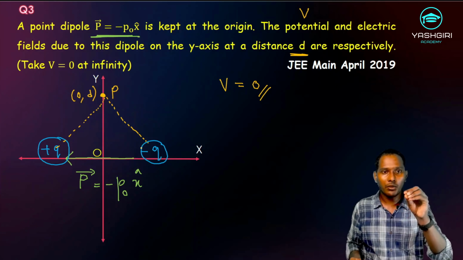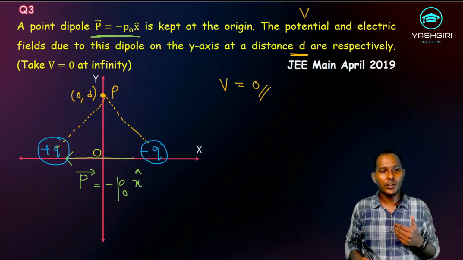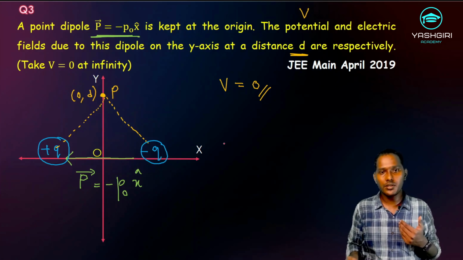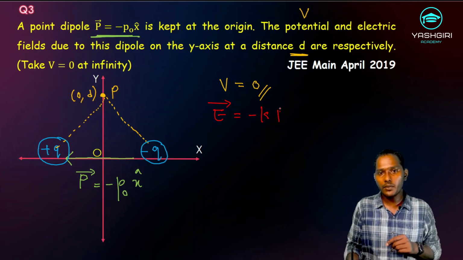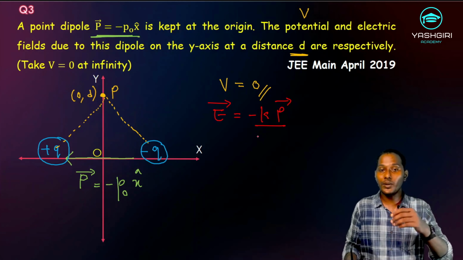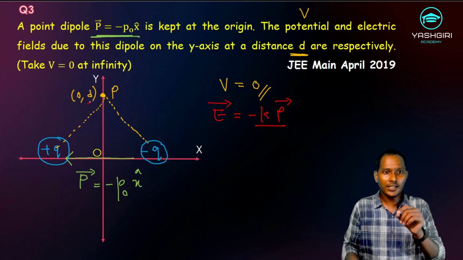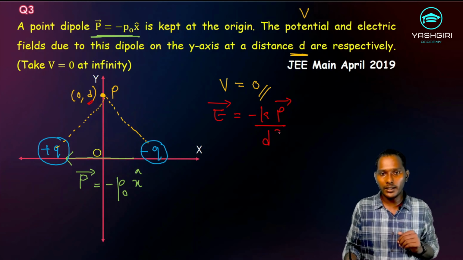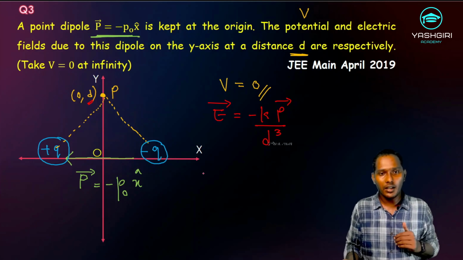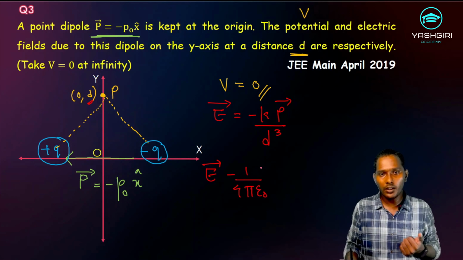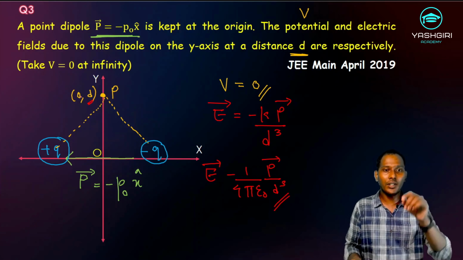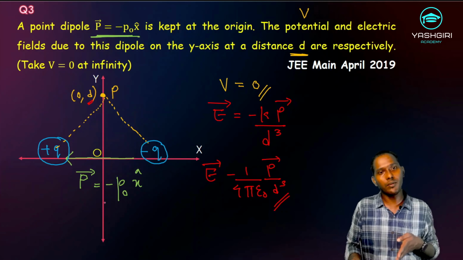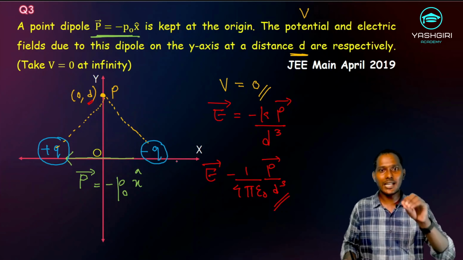Well, now students, what about the electric field? When you talk about the electric field on the equatorial line, it will be minus k vector p over r cube. Here I have chosen d to be the distance, so it will become d cube. And k is nothing but 1 upon 4 pi epsilon naught, and p is the electric dipole moment. So this is going to be my electric field at any point on the equatorial line of the electric dipole. So this is the answer for the question.